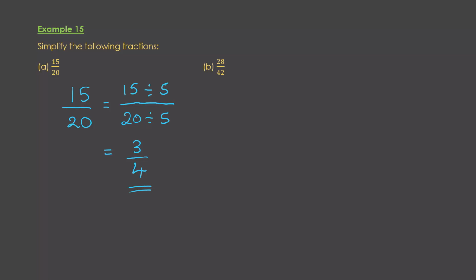Now note that the highest common factor for 3 and 4 is 1. So we can't repeat the process of cancelling down. The only thing we can divide both 3 and 4 by is 1, and that leaves us with 3 and 4. So 3/4 is the simplest form.